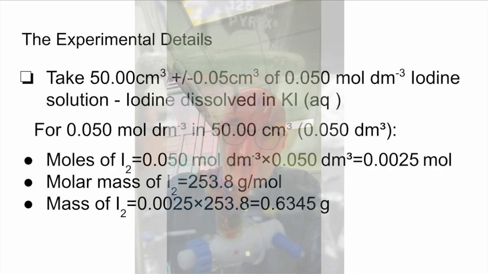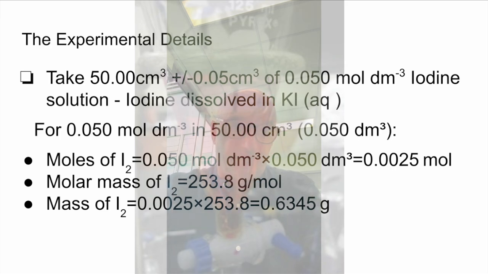How do you do it? Well, here are the details. In these videos, I will show you the details and give you the fine print on how to actually make it happen. Take 50 cm cubed of 0.05 mole per decimeter cubed iodine solution dissolved in KI. What does that mean? Well, you need to get 0.05 moles of iodine, but that's going to be in 50 cm cubed. Notice how I have done the uncertainty. It's the same number of decimal places in the uncertainty as in the value. If you don't do that, you are at risk of being marked down by your moderator.